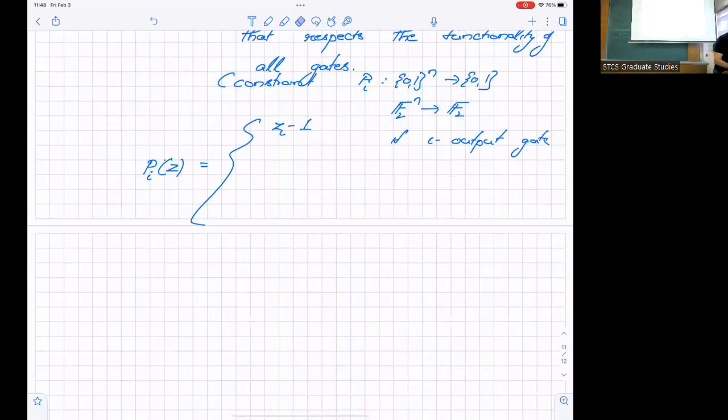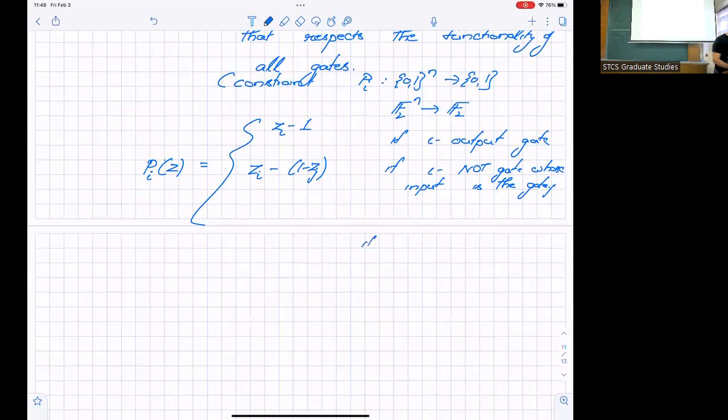If I is a NOT gate whose input is the output of gate J, then what are you going to check? You're going to check Zi minus 1 minus Zj. That constraint should be 0.